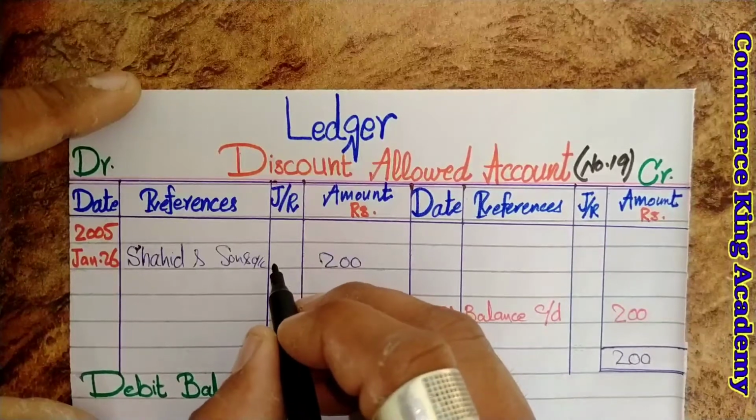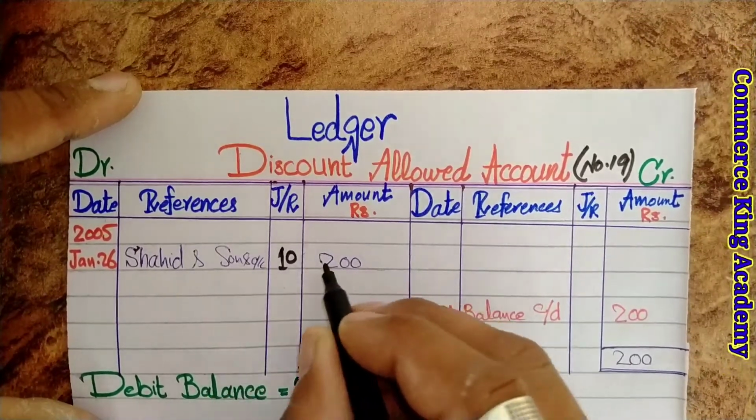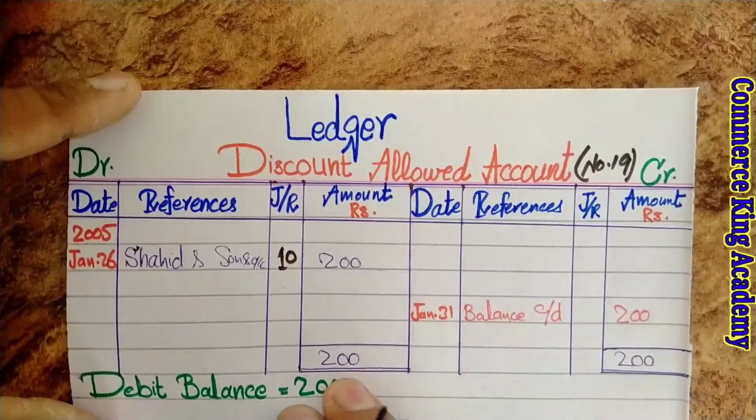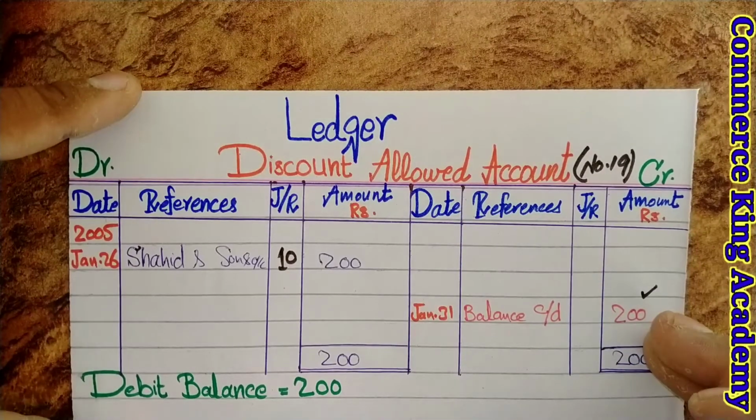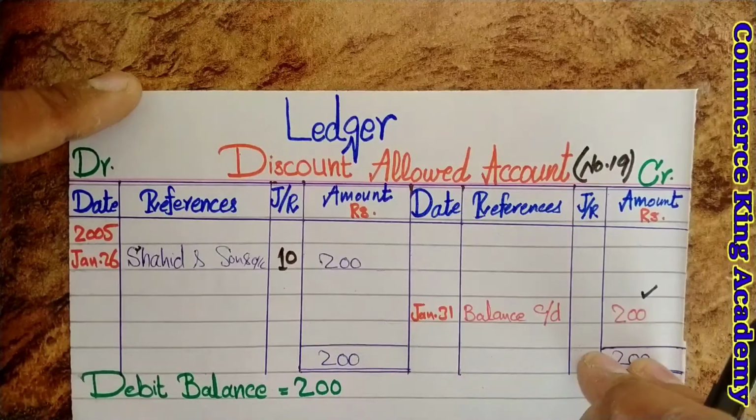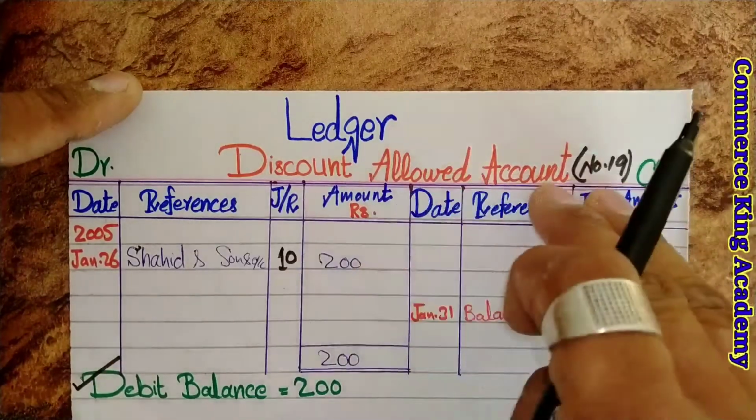The general reference number was 10, 200 rupees. We have totals of 200 rupees and 200 rupees, and we find the difference of both sides on the credit side, amounting to 200 rupees. So the debit side is heavier than the credit side. Ultimately we have a debit balance of discount allowed account.